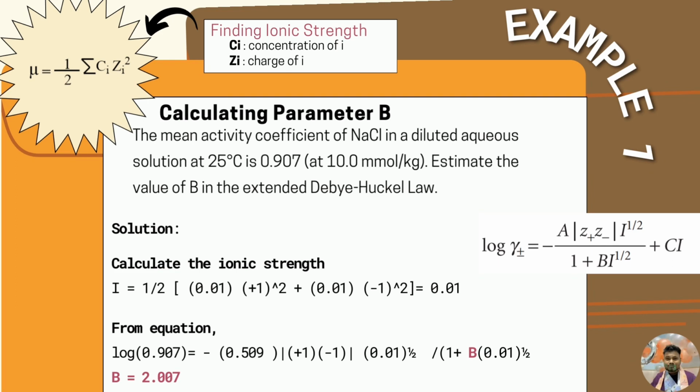From the equation given on the right side of the slide, which is log gamma plus-minus equals A and so on, we substitute all the values given, where gamma is given as 0.907. The value of A is given from the table, which is 0.509, and then we substitute the charges and the ionic strength and so on. Finally, we can get the value of B equals 2.007.